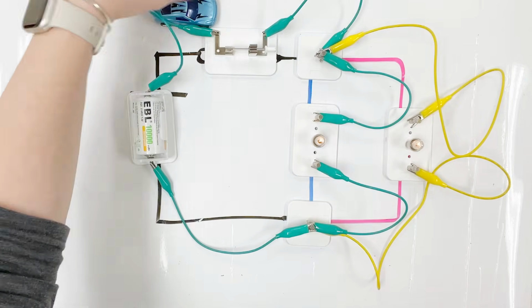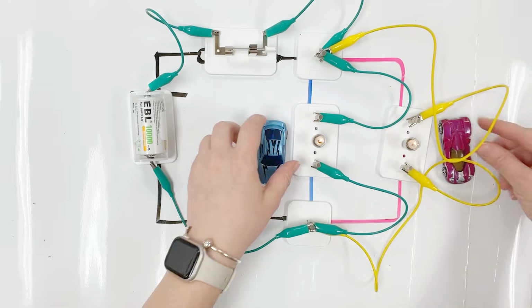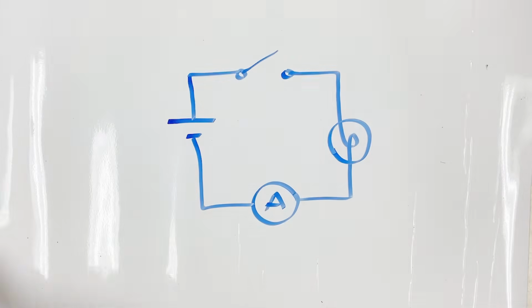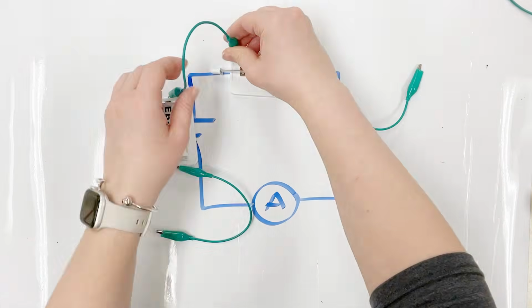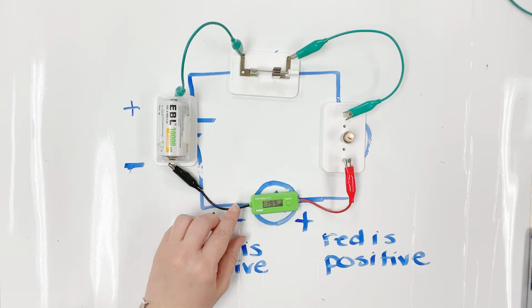We want charges to return to the battery after paying a toll at the loads, because that's where the useful work happens in the circuit. To measure current in a circuit, we use an ammeter. An ammeter measures how much charge flows past a point in the circuit each second.